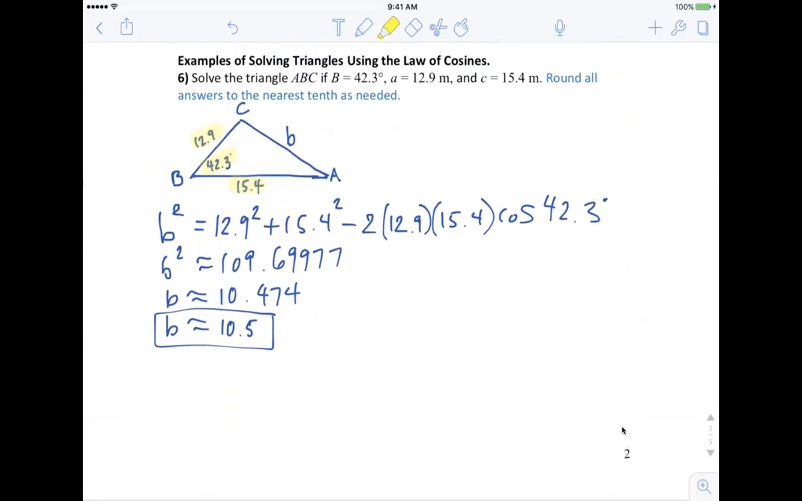Which one is smaller, A or C? Well, it should be opposite the smaller side. Notice A is 12.9, so angle A would be smaller than angle C, which is opposite the bigger side, 15.4. So I'm going to find angle A next using law of sines. And so I'm going to set up that ratio now with law of sines.